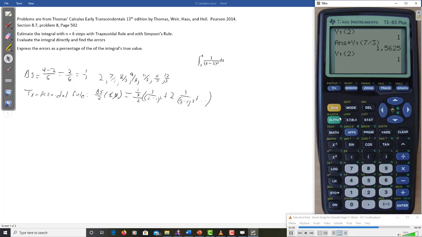And what I'll do this time is y1 of 2. I'll just get that and add the answer to that. Although I also need a 2 for every other point except the first one and the last one. So let's see, I need a 7/3 in here. There we go.